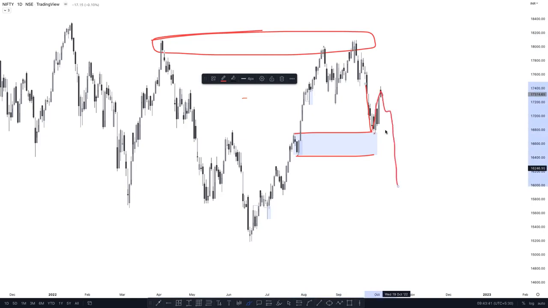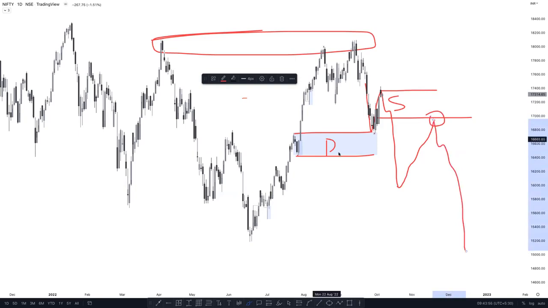Okay, so this demand here converts into supply here, and here we can see another supply. Then we should wait for the mitigation of this one, and then we can sell. And this is called a flip. Flip means demand converts into supply or supply converts into demand.